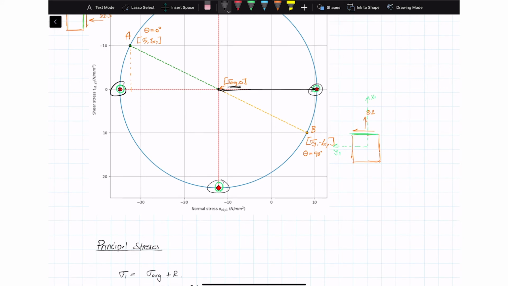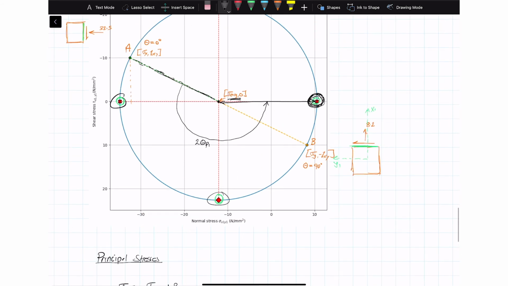So the angle theta P1, well, let's see. This angle, remember this green line here, that is your reference line, so that line corresponds to theta equal to 0 degrees. Now I need to work out this angle here, the angle that I need to rotate to get all the way around until I'm at this stress over here. Now we're going to call that angle 2 theta P1. Remember, a rotation of theta on our element is equal to a rotation of 2 theta on our circle. Now, just to make my calculations a bit easier to understand, I'm going to call this little angle here alpha.